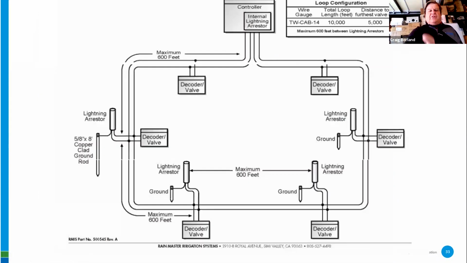You can have a big system, and it brings up the question, what about grounding? Well, every manufacturer has their own recommendation, but on average, they all say to put a ground rod roughly 500 to 600 feet from one spot to the next. So every decoder, 500 feet to the next one, you need to have another ground protector or a surge protector. Every 500 to 600 feet, you put a ground rod and a lightning arrestor or surge protector.